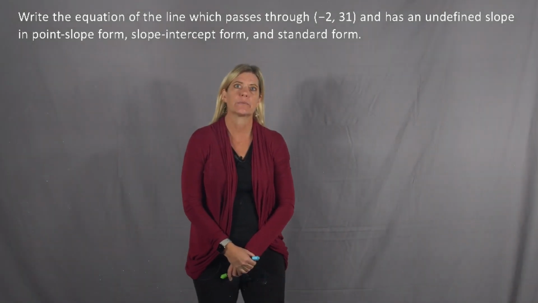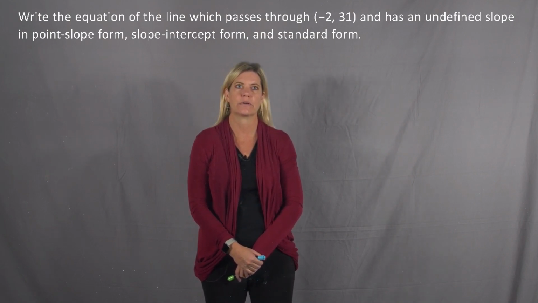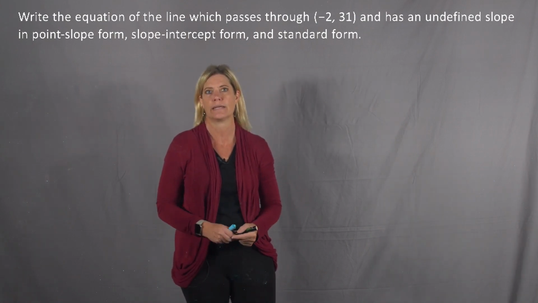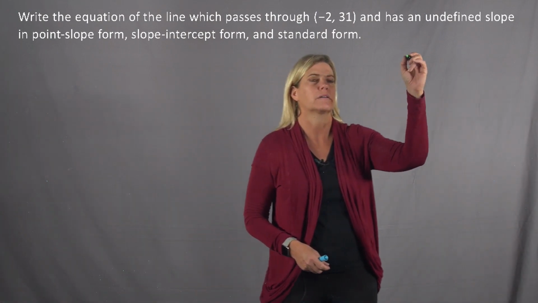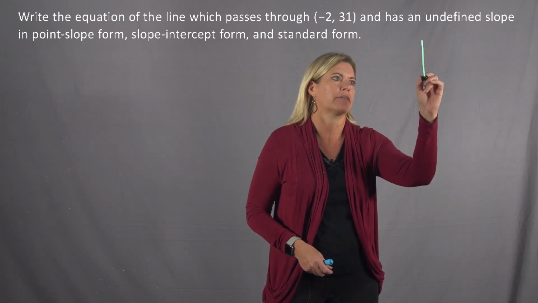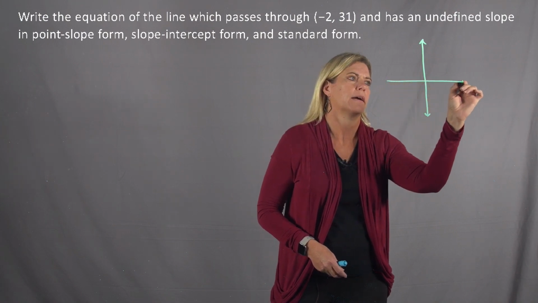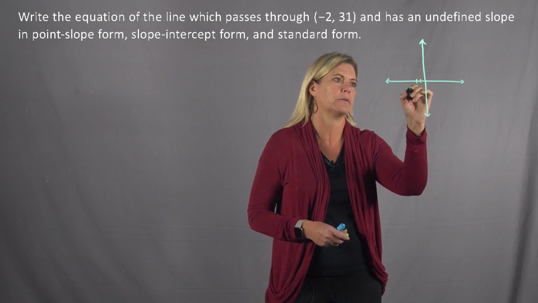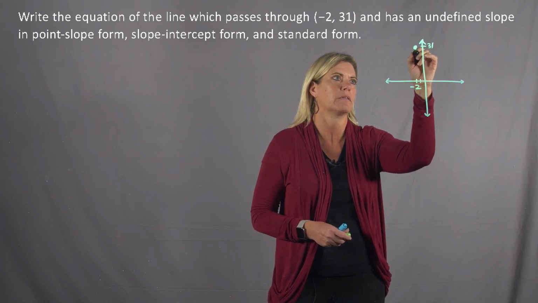In this problem, we want to write the equation of the line which passes through the point -2, 31, and has an undefined slope, and we want to write that in 3 different forms: point slope form, slope-intercept form, and standard form. So first of all, let's get an idea of what we're dealing with here. So I'm going to sketch a little graph of what we might have for a line. So I know it's going to go through -2 and then way up here at 31. So here's the point -2, 31.